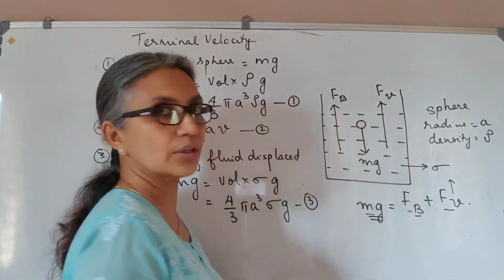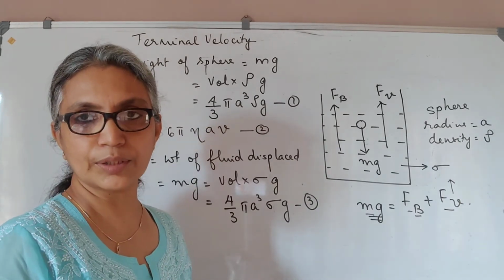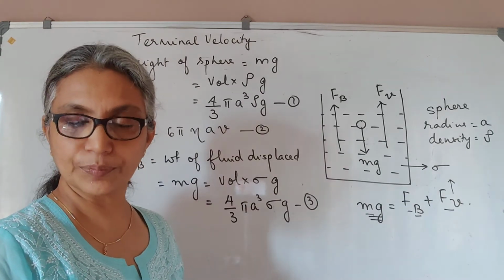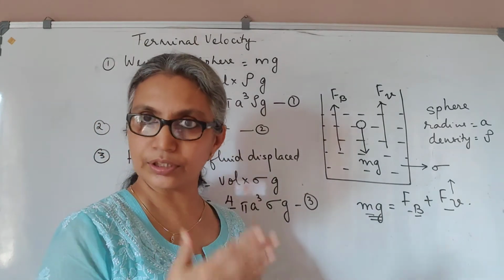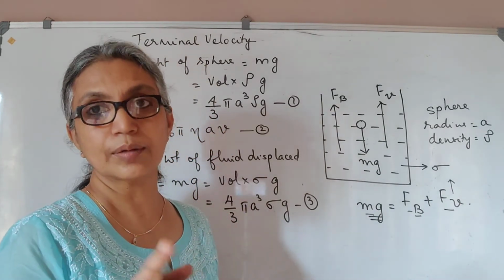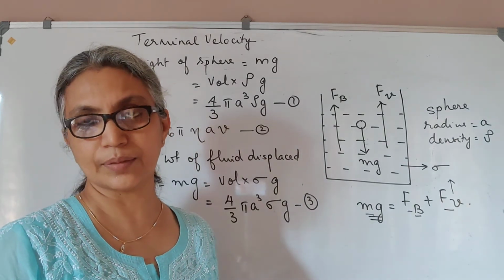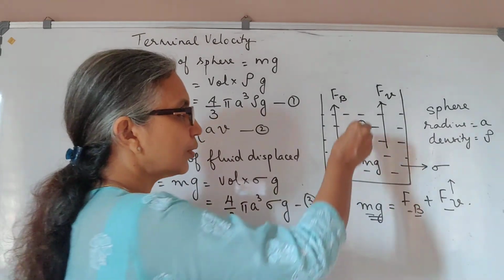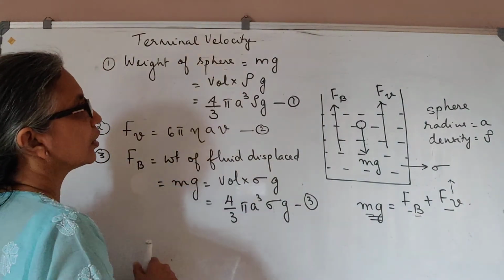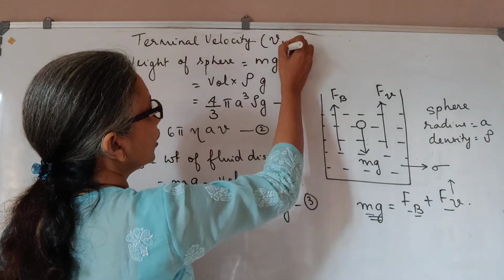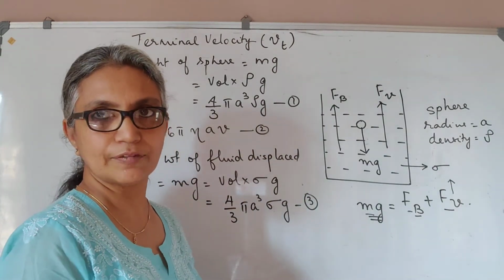So when the net force on that body becomes 0, you know, force is mass into acceleration. Acceleration of the body becomes 0. Acceleration 0 would mean that the body is moving in the downward direction. So by Newton's first law, it will continue in its movement in the downward direction. But now it will move with a constant velocity because acceleration has become 0. Net force is 0. So now it will move down with a constant velocity, and that constant velocity is what you call terminal velocity, denoted by Vt. So we are going to find out an expression for that terminal velocity Vt.